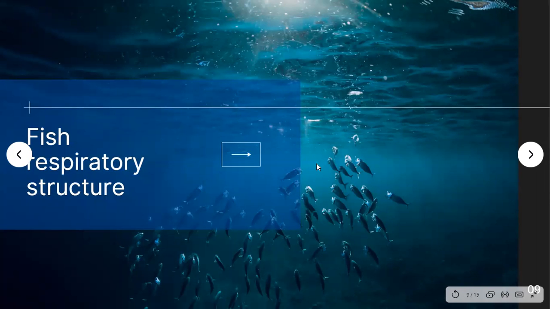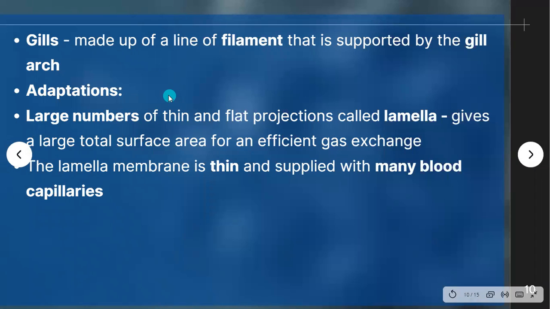Then we're moving on to the fish respiratory structures. A fish's respiratory structure is gills. They use gills to exchange oxygen and carbon dioxide. Gills are made up of a line of filaments, and they are supported by a gill arch. The adaptation of gills that makes them so efficient is that they have a large number of thin and flat projections, which we call lamellae. This large number of lamellae gives a large total surface area for an efficient gas exchange.